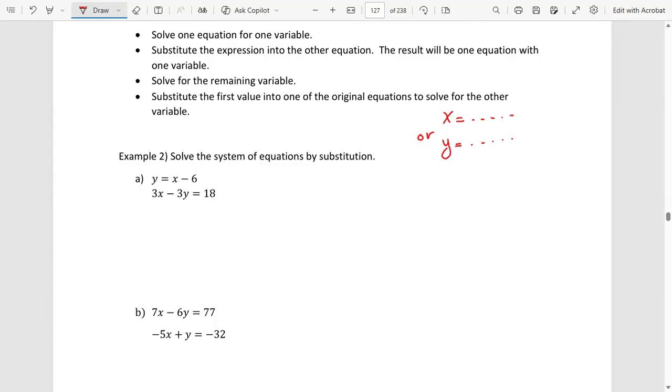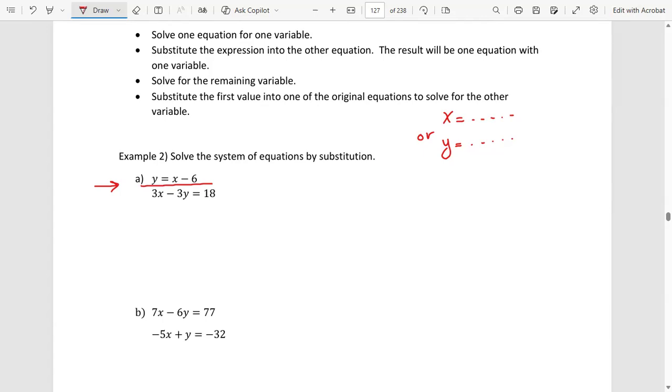Keep the x by itself or keep the y by itself. And it's up to you which x or which y from which equation you want to choose. And always choose the variable that has no number in front of it because it doesn't give you fractions and it's easier to work with. If you look at part A of example 2, you see that the first equation has y by itself.